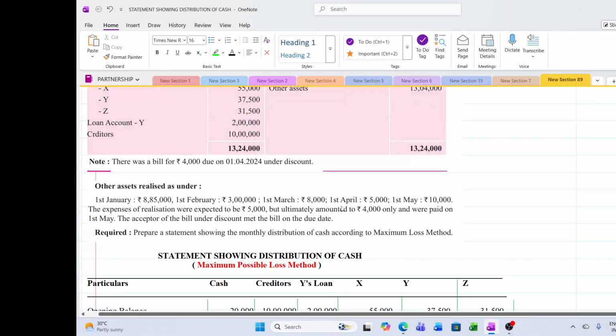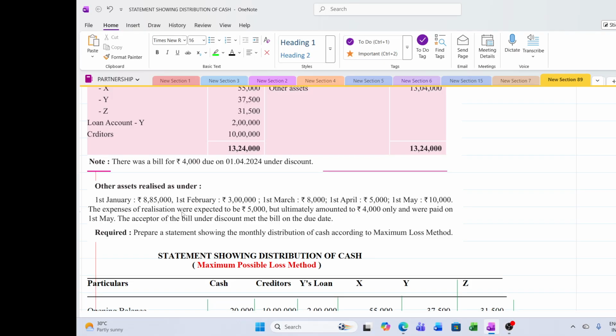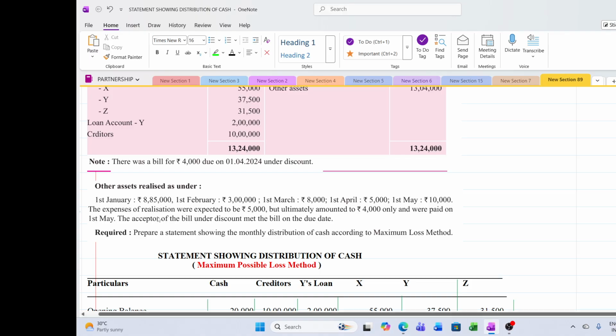They have given the realization every month, so it is piecemeal. Then and there we will be distributing; we will not wait for all the amount to be realized before distributing. The expense is expected to be 5,000 rupees. So first we will set aside this amount. Then we will continue.